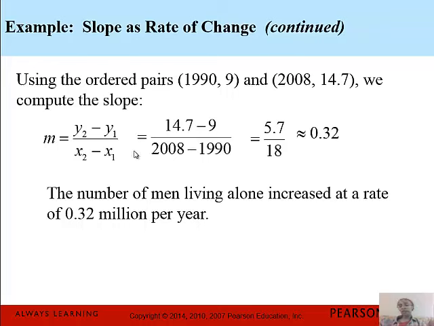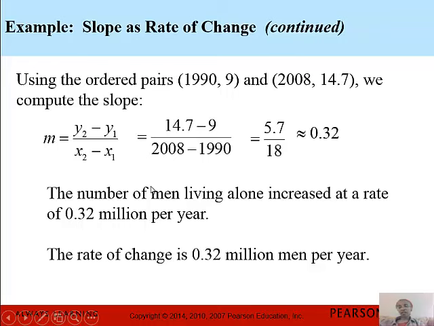So the number of men living alone, according to this model, increased at a rate of 0.32 million per year. So the rate of change is 0.32 million men per year. So that basically means that every year approximately 1/3 of a million more men live alone than did the year before, according to the information we have.